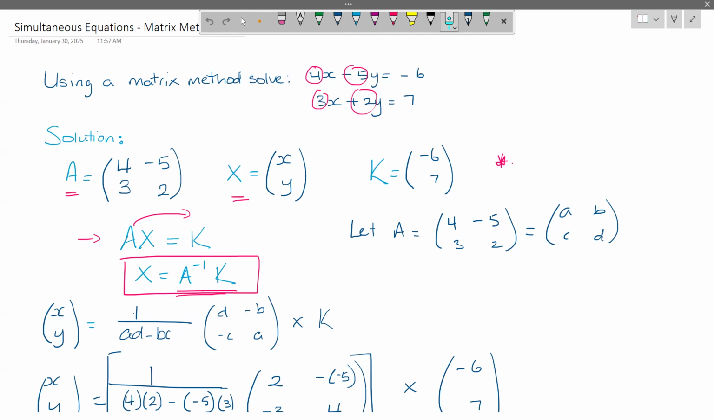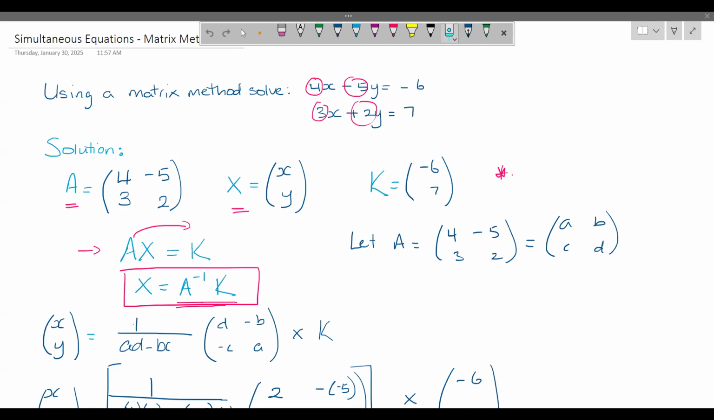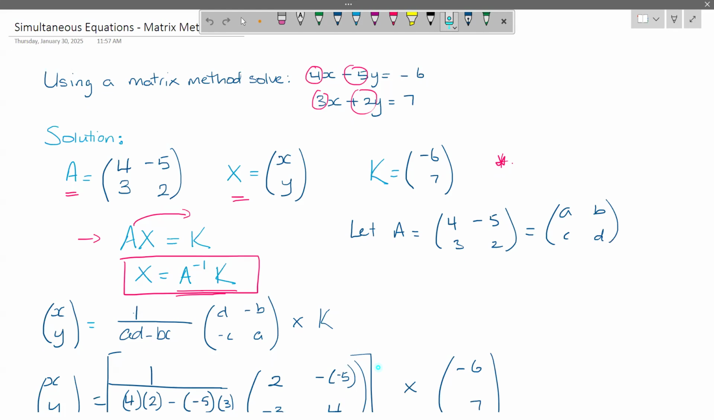So the first matrix we're going to form is the coefficients of x and y in the two equations. So 4, 3, -5, and 2. I am putting these in a 2 by 2 matrix here. I'm going to call our matrix A. The other matrix is going to be more variables, x and y. So that's this matrix here. And then the other matrix is the -6 and 7, which are the constants, or the answers for the right-hand side of each of the equations.